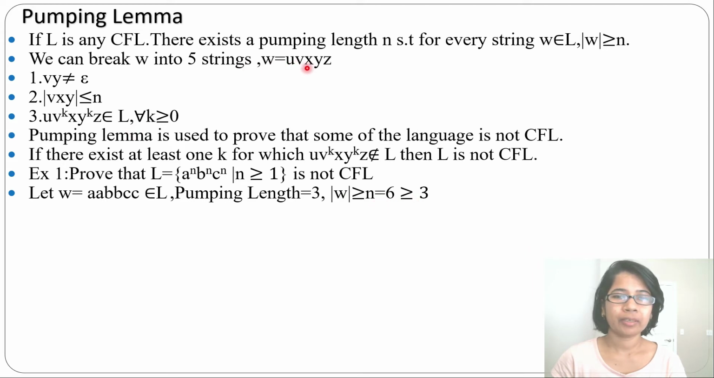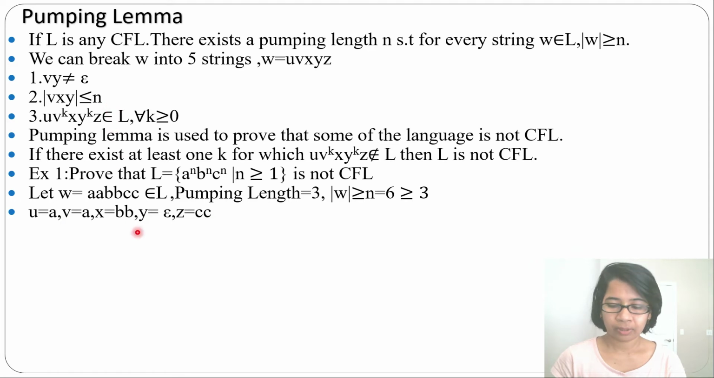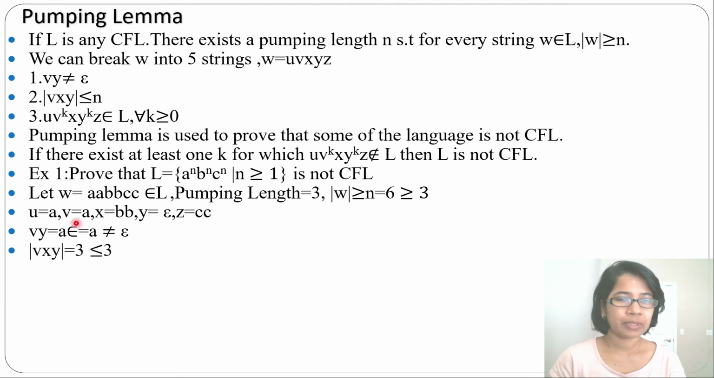Next we need to divide w into five strings. Let u equal a, v equal a, x equal bb, y equal epsilon and z equal cc. And this should follow the rules. First rule, vy should not be epsilon. So here v is a and y is epsilon. Both concatenated will be a and it is not equal to epsilon. Next rule, the length of vxy should be less than or equal to n. So vxy is abb. The length of abb is 3 and that is less than or equal to 3. So this is equal to 3, that's why it is okay.